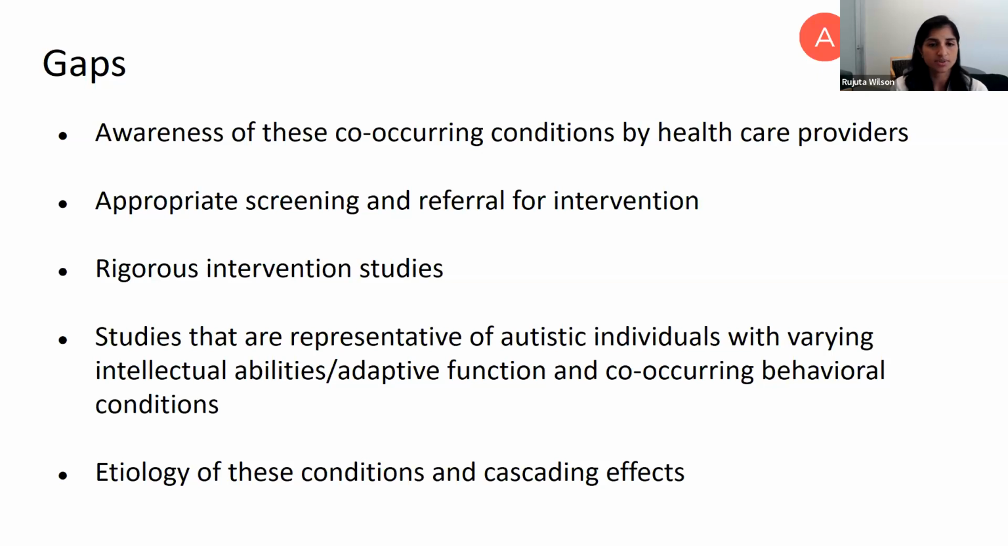difficulties in autistic individuals. Many studies are not as representative of autistic individuals with varying intellectual abilities and varying adaptive function levels and co-occurring behavioral or psychiatric conditions. Oftentimes those, particularly motor studies, those with intellectual disability or who are non-speaking, may be left out purely because of the difficulty in maybe measuring change or measuring response to treatment. And there's still yet a lot we need to know about etiology of co-occurring neurologic conditions and the cascading effects it can have on an individual's physical health and well-being.